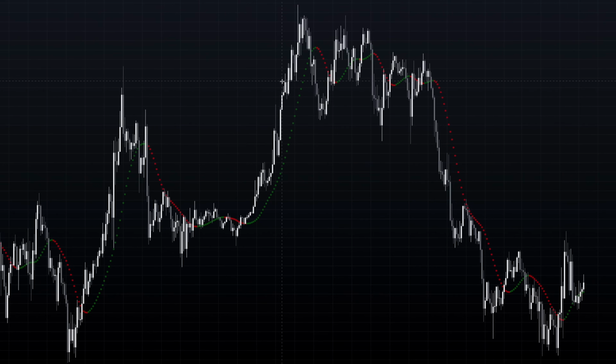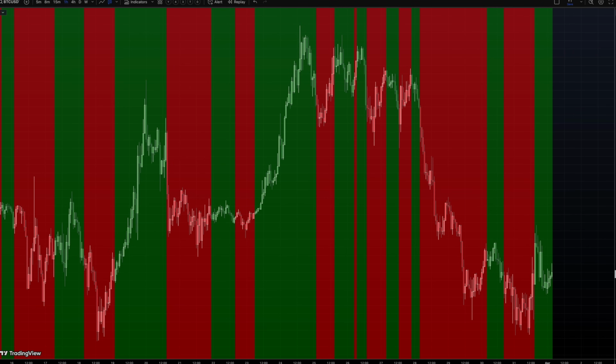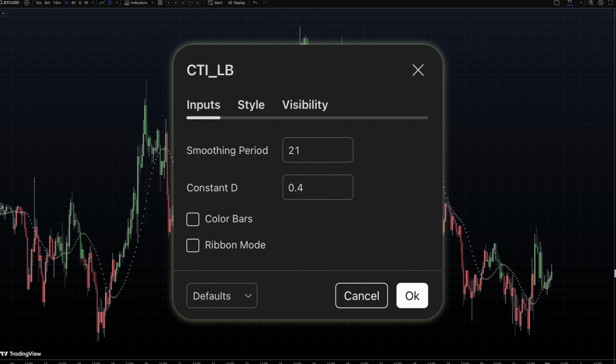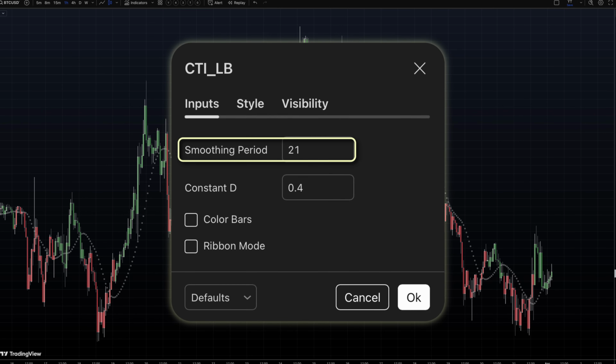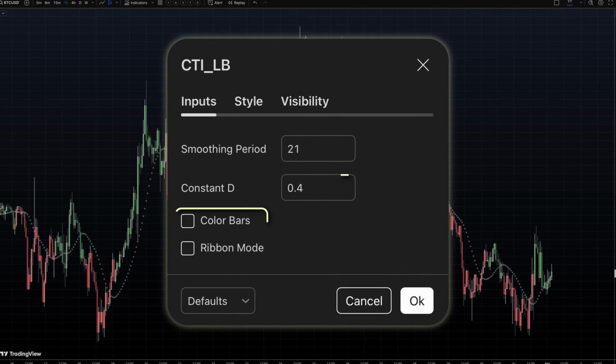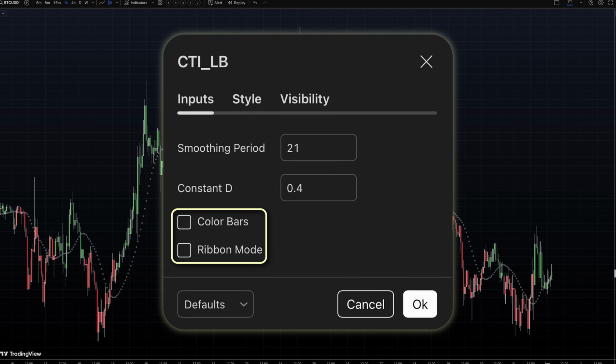The indicator offers visualization options, including a traditional plot with circles, background color ribbons, or colored price bars. The CTI operates with 3 main parameters: the smoothing period, default 21, a constant multiplier, default 0.4, and display options that allow users to choose between different visual representations of the trend.